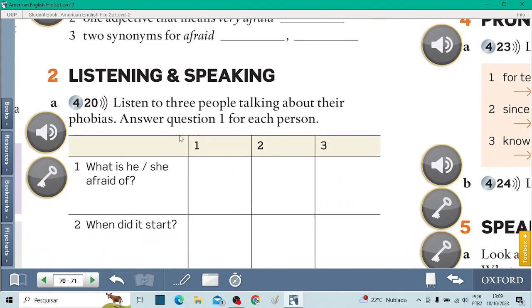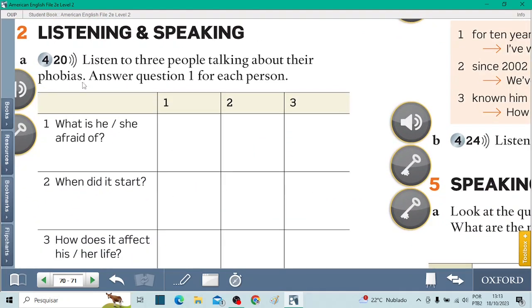Great. Now, number 2. In activity A, listen to 3 people talking about their phobias. Answer question 1 for each person. So in this first part of the activity, you will listen to 3 people talking about their phobias, okay? You are going to answer only question number 1. So let's find out what kind of phobia they have, okay? We don't need to do 2 and 3 at this stage of the activity, okay? We are going to do this afterwards. Let's go.